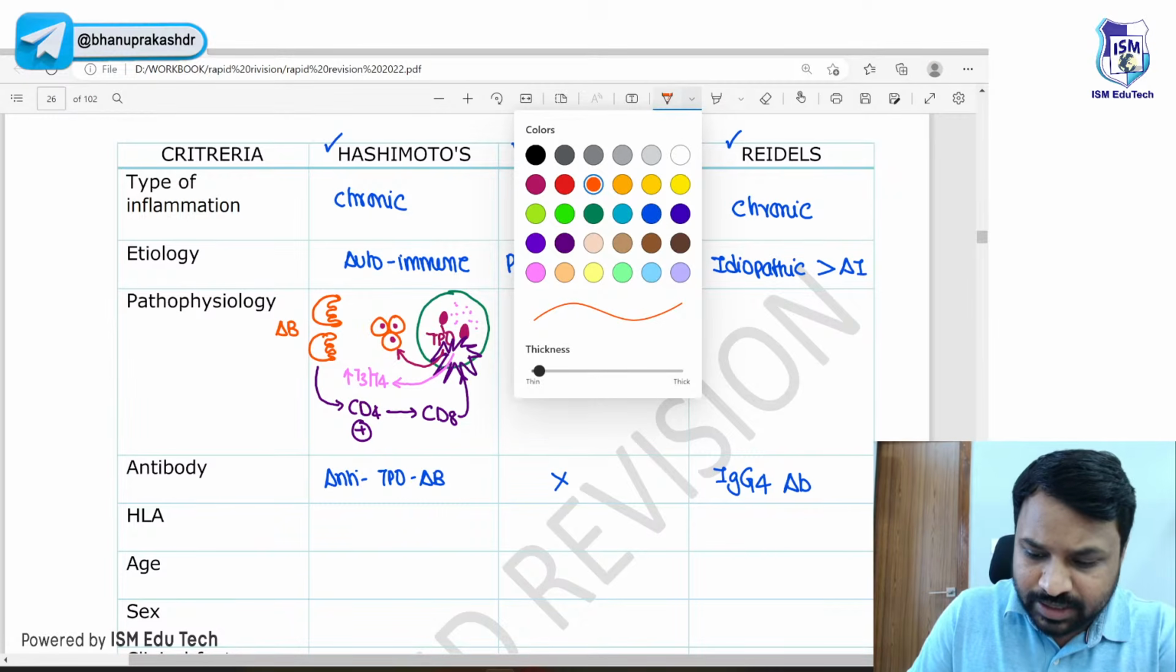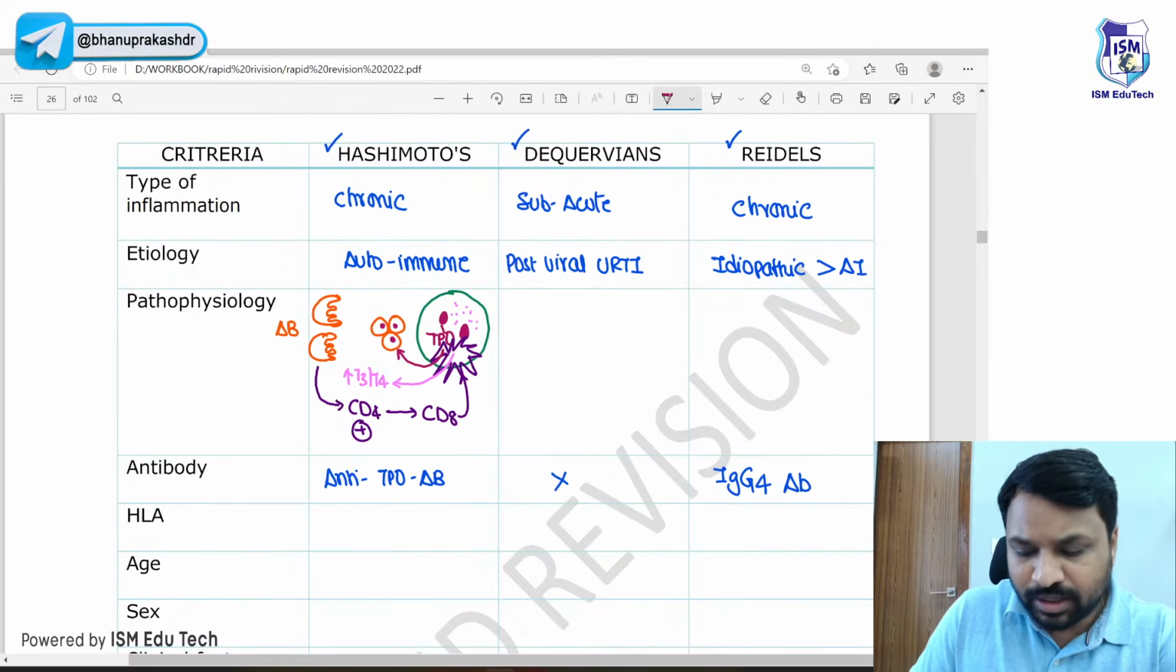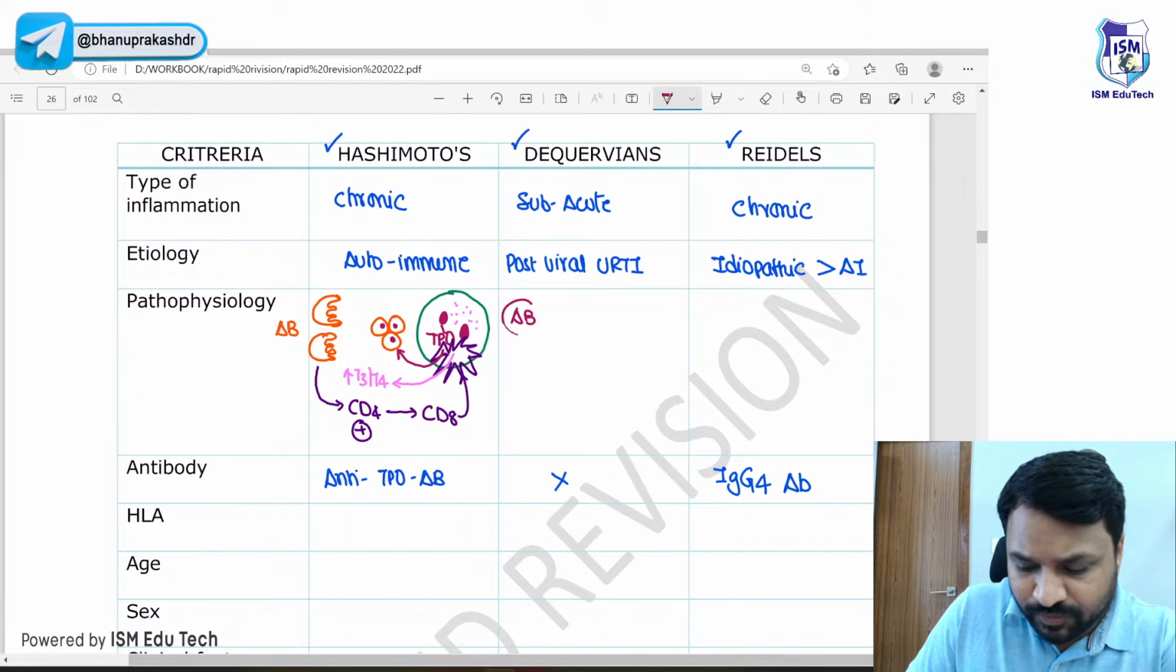De Quervain's thyroiditis is a cross-reacting antigen. So basically what happens in post-viral upper respiratory tract infection is that the antibodies which are formed recognize follicles as antigen.